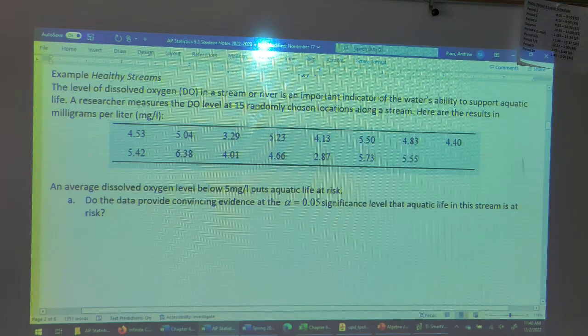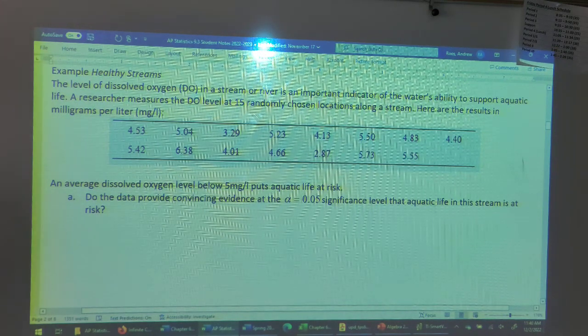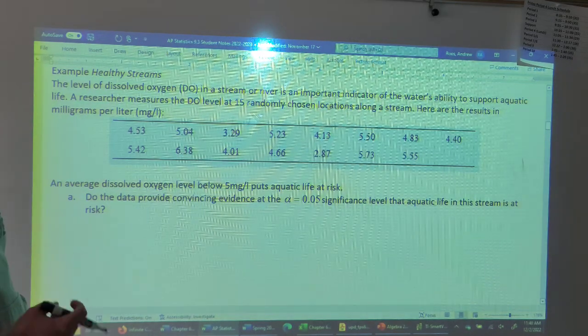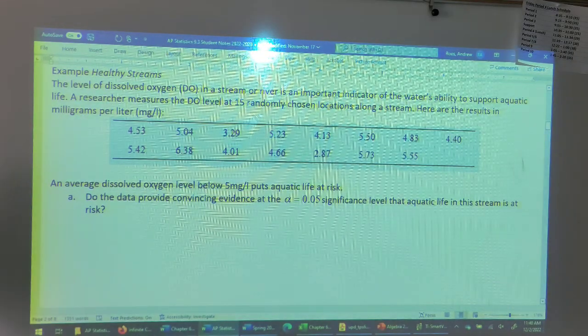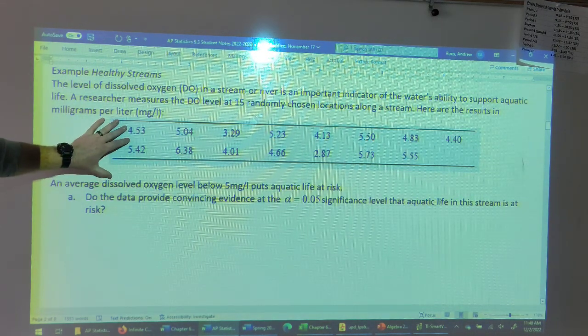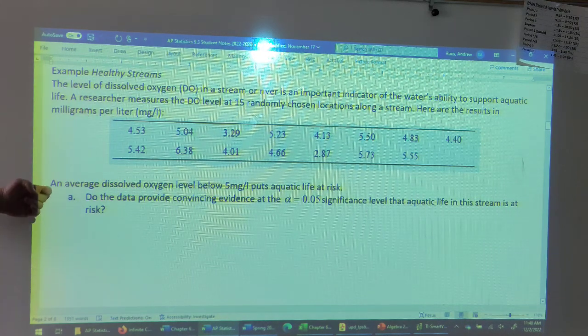All right, so example, healthy streams. The level of dissolved oxygen, or DO, in a stream or river is an important indicator of the water's ability to support aquatic life. Researchers measure the DO level at 15 randomly chosen locations along the stream. So here are the results in milligrams per liter of DO level. An average dissolved oxygen level below 5 milligrams puts aquatic life at risk. Do the data provide convincing evidence at the 0.05 significance level that aquatic life in this stream is at risk?